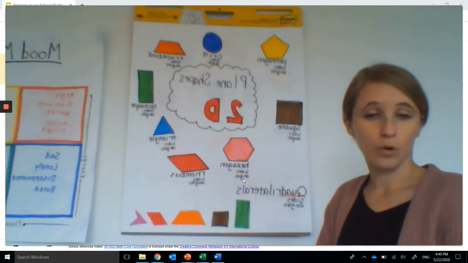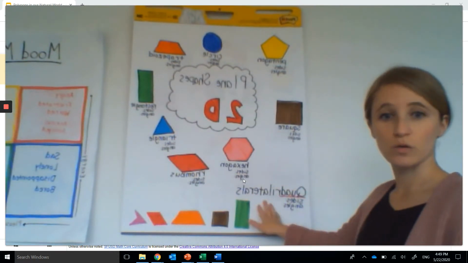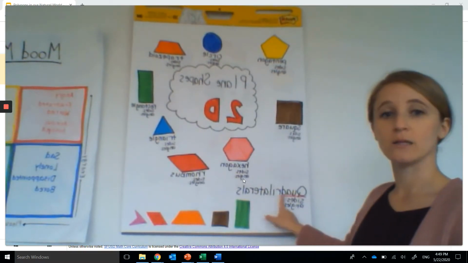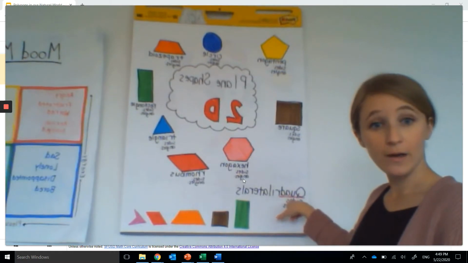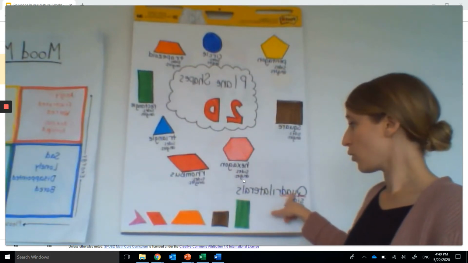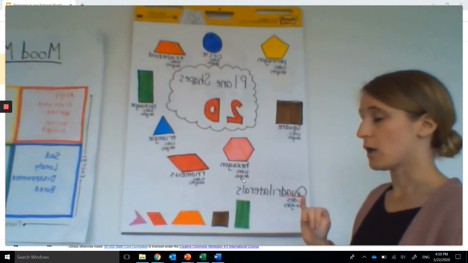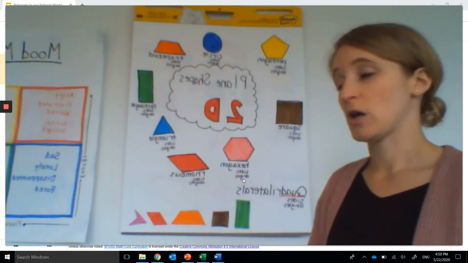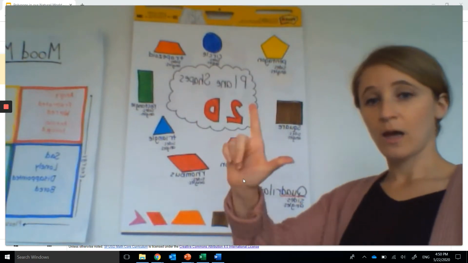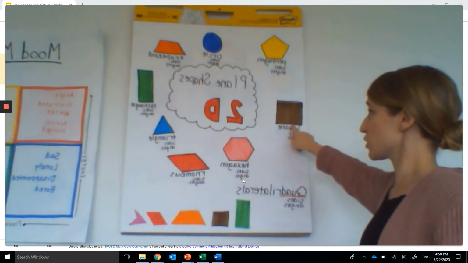Another word that's really important for us to know when we're talking about 2D or flat shapes is the word quadrilaterals. Quadrilaterals means any shape that has 4 sides. Anytime you have a word that says quad in it, it usually means 4. So quad means 4. Quadrilaterals is a shape with 4 sides. Okay, so when we're thinking about the attributes of these different shapes, we want to look for how many sides they have and how many angles they have. Angles are the corners where 2 sides come together, and the sides are just the sides of the shape.